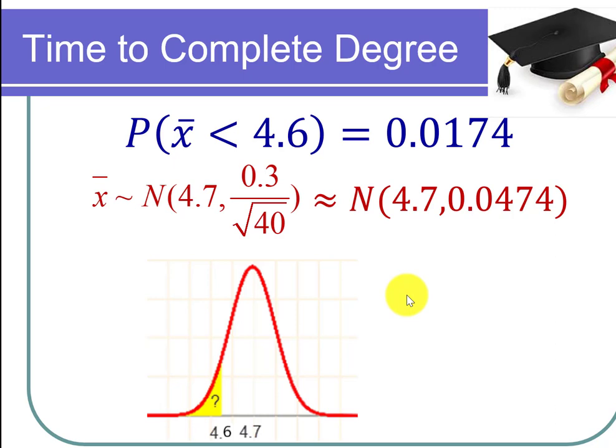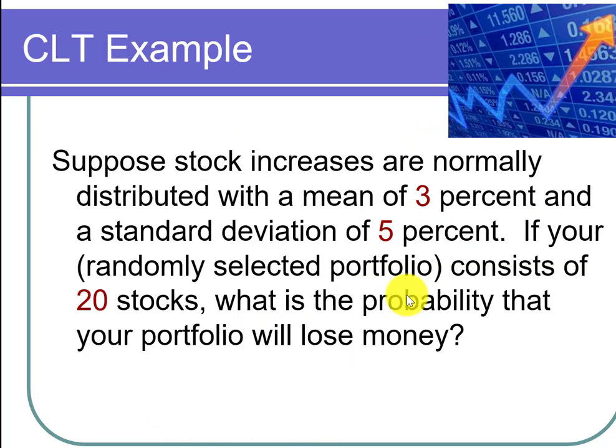Now let's do another example. And this one is money. It's a good way to make a lot of money or understand how to make money and how to invest. So here's an example. Suppose that stock increases are normally distributed with a mean of 3% and a standard deviation of 5%. If your randomly selected portfolio consists of 20 stocks, what is the probability that your portfolio will lose money?